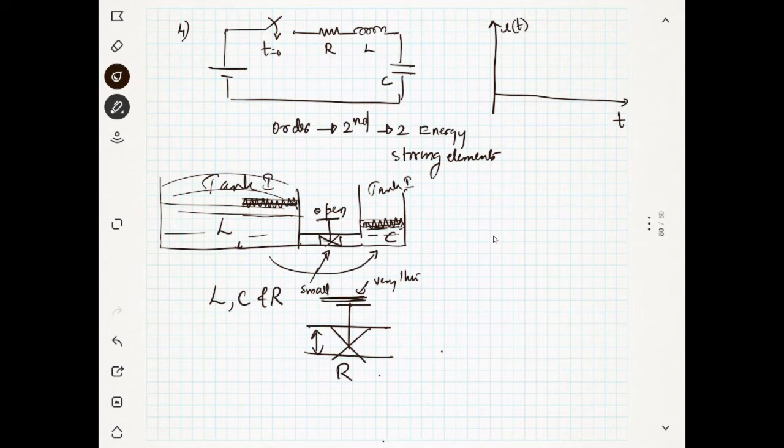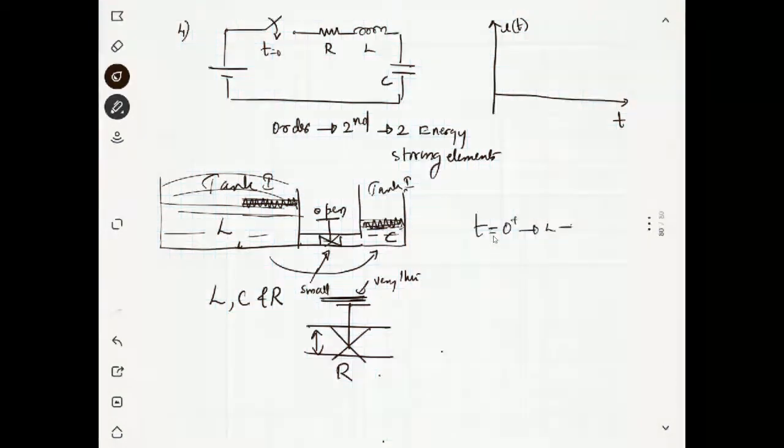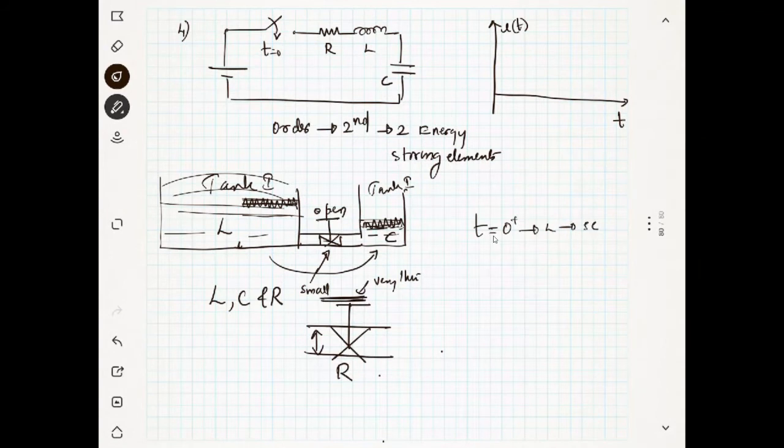But in general, at time t equal to 0, what will happen here? At time t equal to 0 plus, the inductor becomes an open circuit, and the capacitor becomes a short circuit, right?